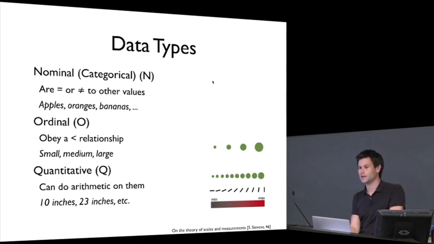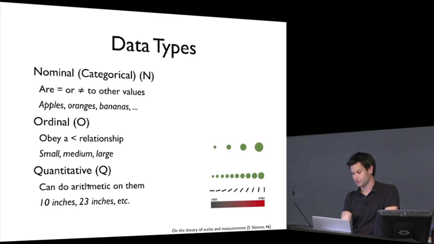Then we could have ordinal data. Ordinal data have a relationship, a smaller or greater relationship, like small, medium, large. You can sort this and it will make sense. This is also what you see here if we plot it. Then the third type is quantitative data. And quantitative data is different because you can do math on them. For instance, if you know the height of two persons, you could say this guy is 2 inches shorter than the other guy.